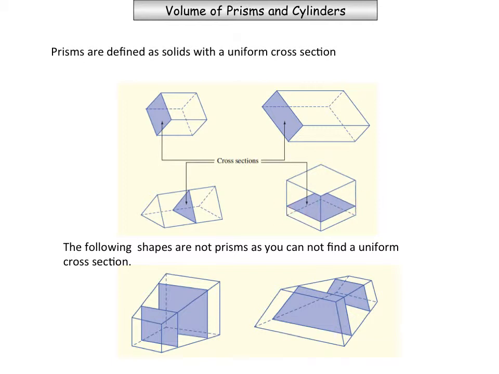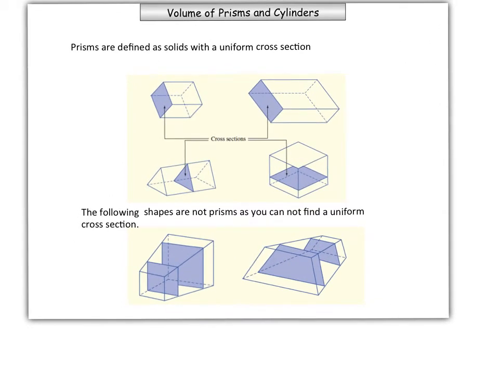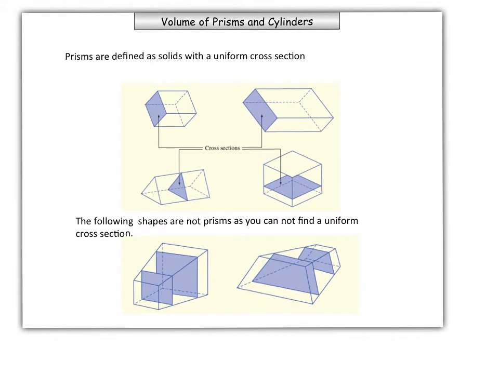Same with a cube, but as you can see in these shapes down here, we've got a different size of the shape of the square here and here. And so that tells us that it is not a uniform cross-section, and so we couldn't apply this formula to it. The same goes for this one here. As you start here, you've got a larger trapezium here and a smaller one there, so it's not a uniform cross-section.